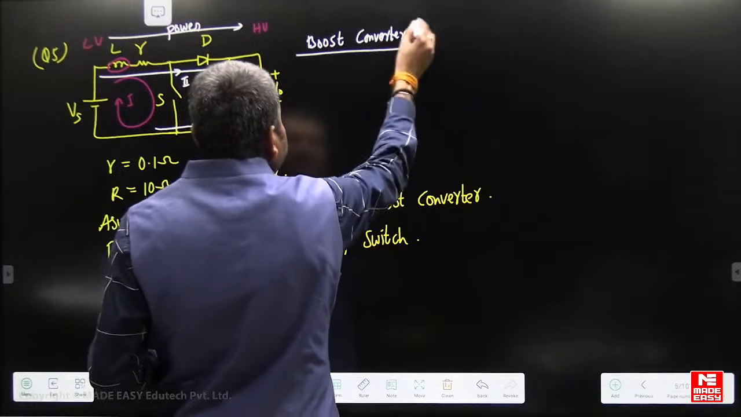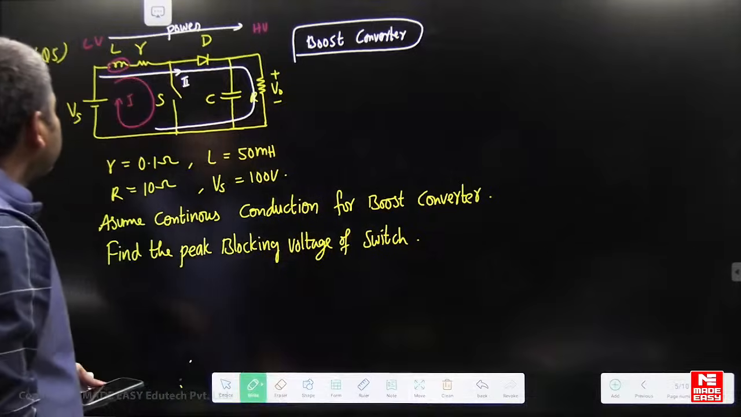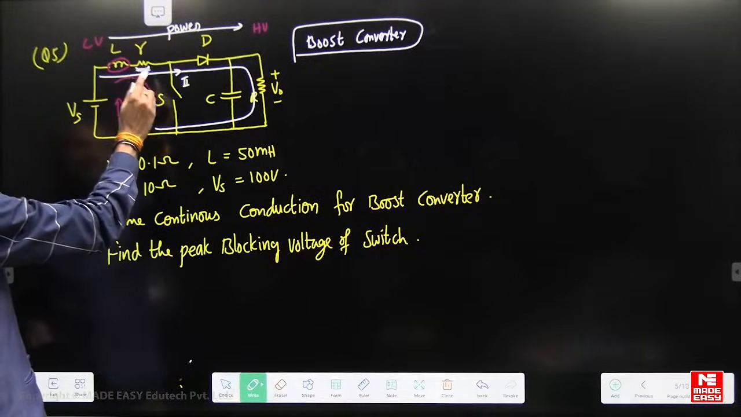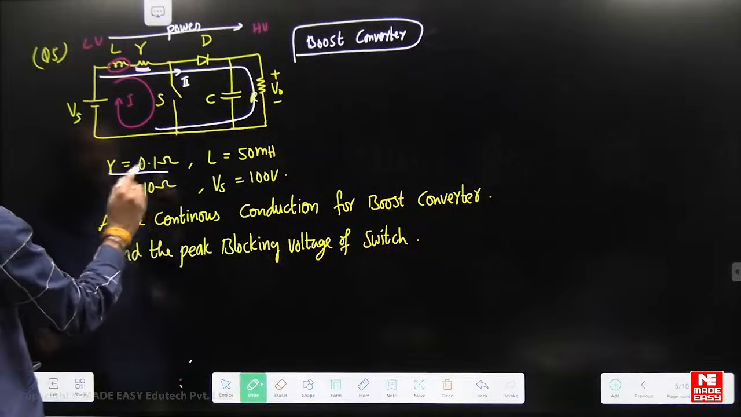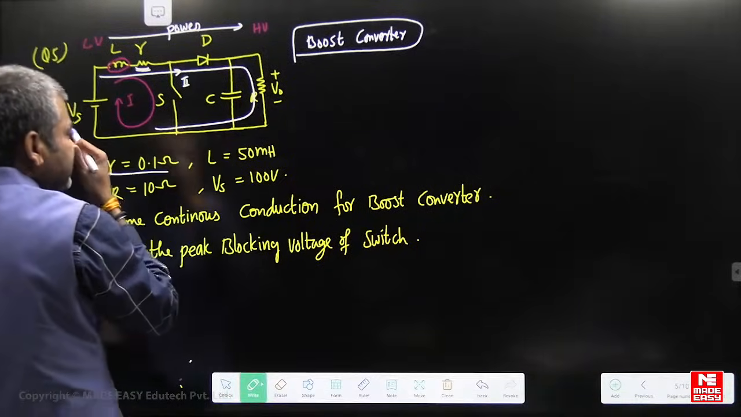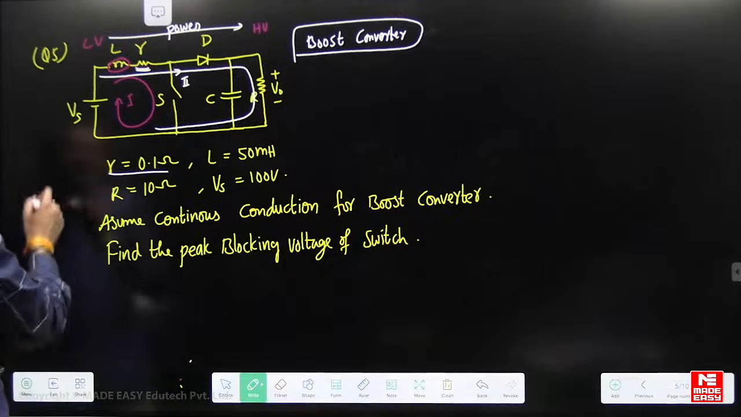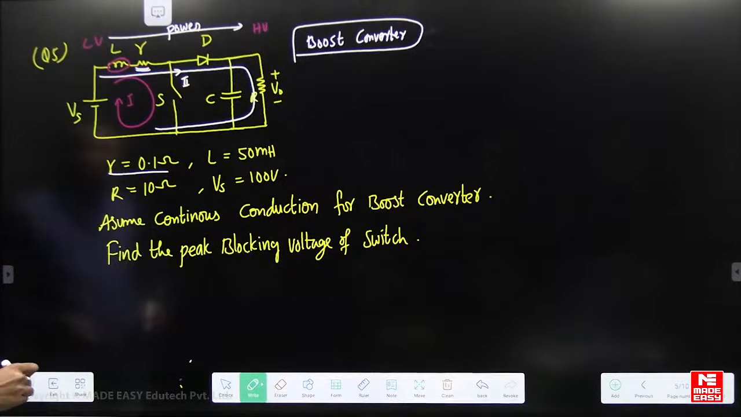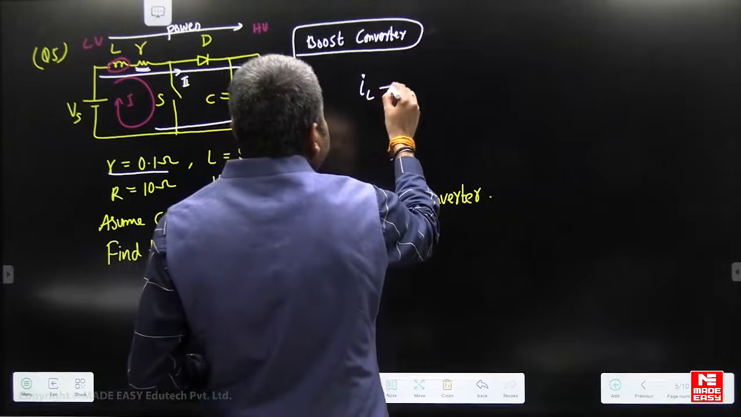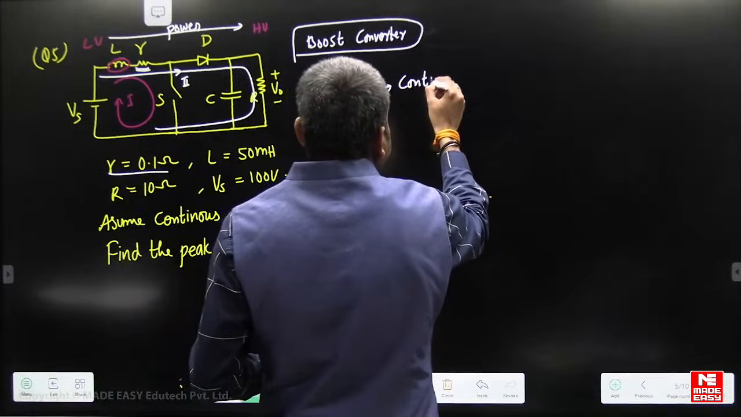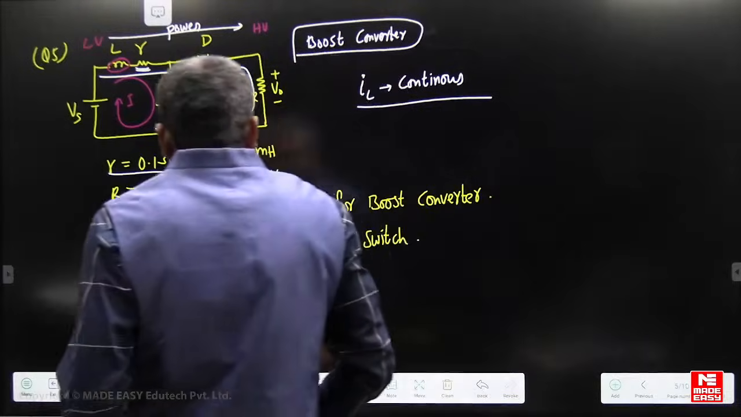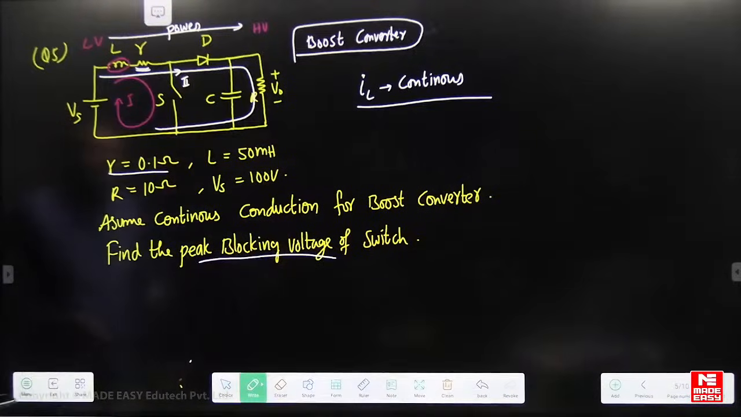Boost converter. So, this is the resistance of the inductance. This is not an ideal one. They have given the resistance of this inductance 0.1 ohms, load resistance is 10 ohms, inductance is 50 millihenry, supply voltage is 100 volts. Let us assume continuous conduction here. That means the shape of the IL waveform is continuous conduction. Find out the peak blocking voltage of the switch.